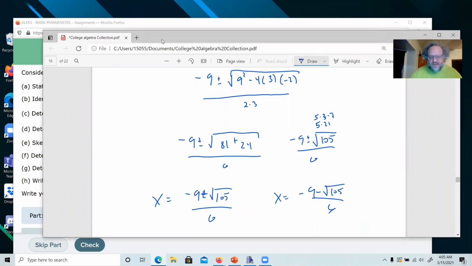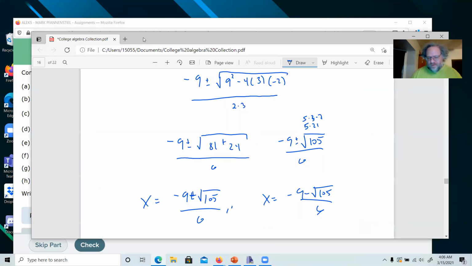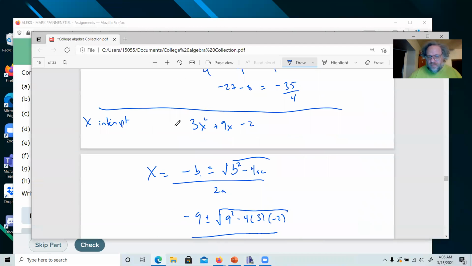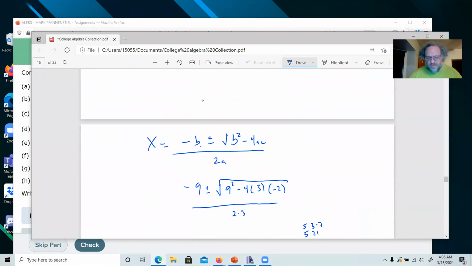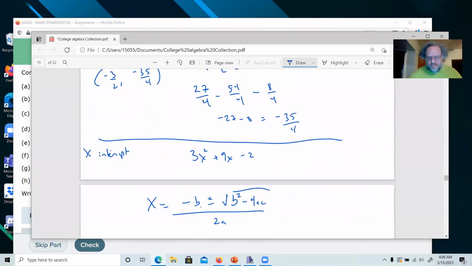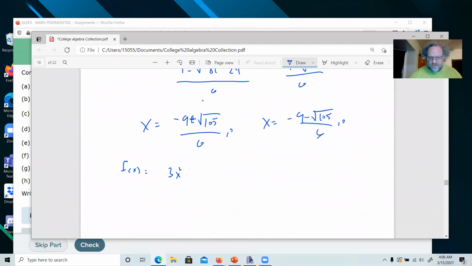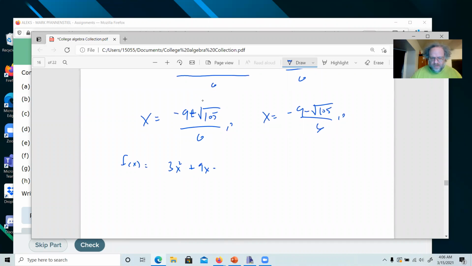All right, those are my x-intercepts though. We put a 0 here, we put a 0 here, and there's 0 points. Okay, y-intercept. Well, that's a lot easier, right? We have f of x is equal to 3x squared plus 9x minus 2. Well, when I plug in x equals 0, we get 0 plus 0 minus 2, negative 2. So 0, negative 2 is my other point here.